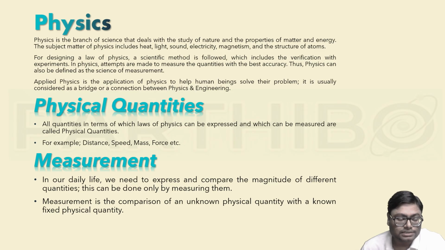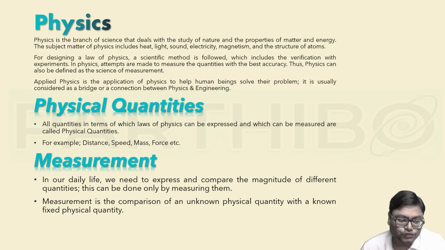For designing a law of physics, we also follow the scientific method, which includes verification with experiment. In physics, attempts are made to measure quantities with the best accuracy. Thus, physics can also be defined as a science of measurement. Applied physics is the application of physics to help human beings solve their problems. It is usually considered a bridge between physics and engineering. So engineering is nothing but a branch of physics known as applied physics.